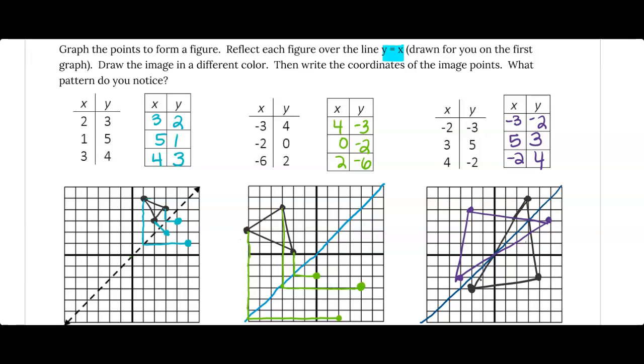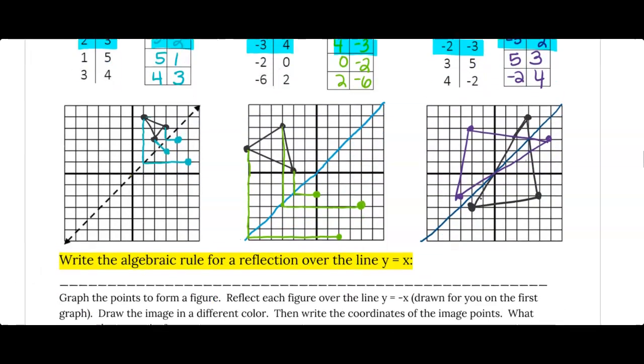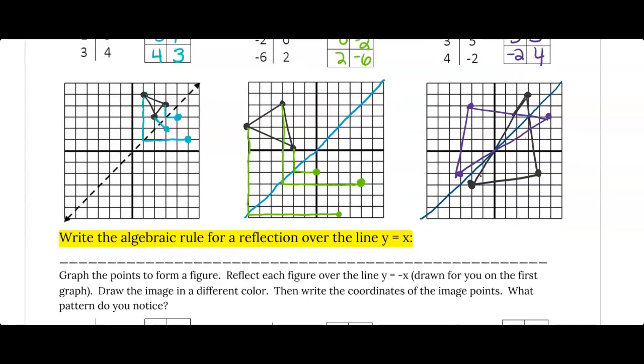So if you notice, all of my x's and y's stayed the same, but the order switched. So the x became y and the y became x. So we can actually write a rule for this transformation, this reflection. So when you reflect on the line y equals x, your point xy will map to the point yx. So you just change the order of your coordinates and you will have your new points.